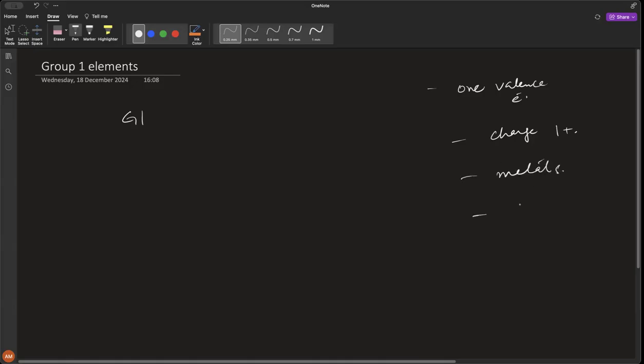The fourth thing that should come to your mind is that they form basic oxides, and they are also called alkali metals. Alkali metal means that their oxides are going to be soluble, right? These are the things that should immediately click into your mind the moment you get to know about group 1 elements.